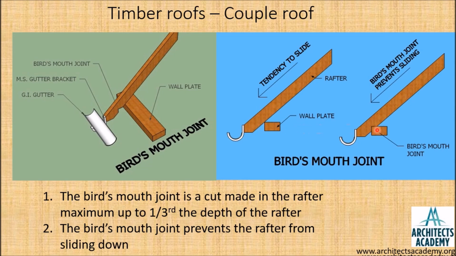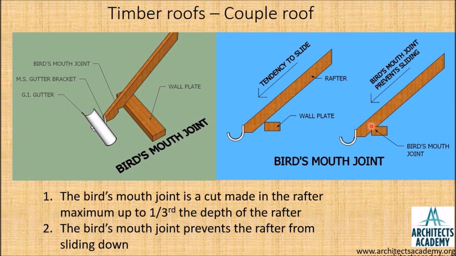So what is done is that the rafter is cut in the form of the beak of a bird, and this is formed into what is called a bird's mouth joint. As a result of this bird's mouth joint, you can see that the tendency of the rafter to slide is prevented.